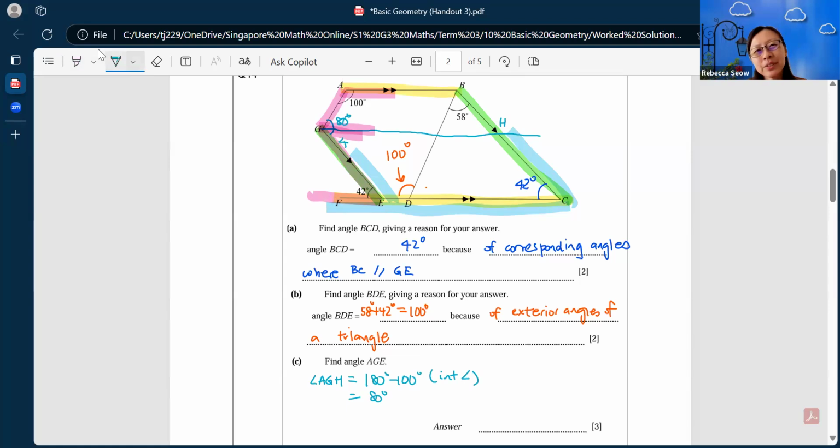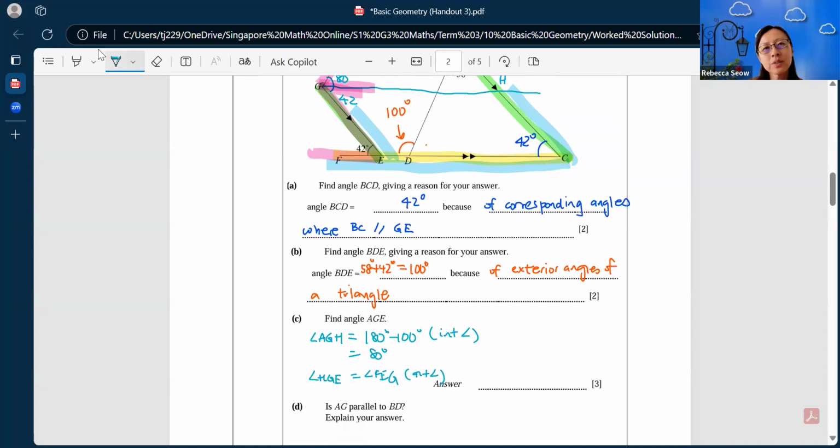This being 42. Okay, so angle HGE equals angle FEG based on alternate angles, and that is equal to 42 degrees. So therefore, angle AGE is equal to 80 degrees plus 42 degrees, and we have 112 degrees, right? Oh, pardon me, 122.